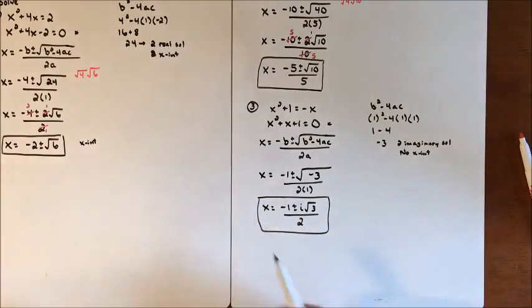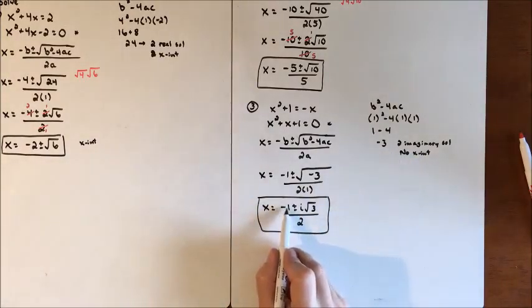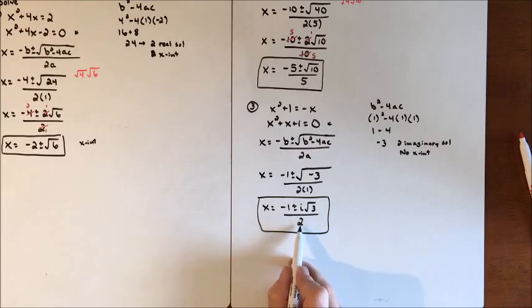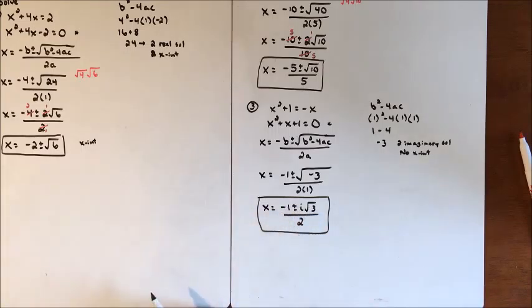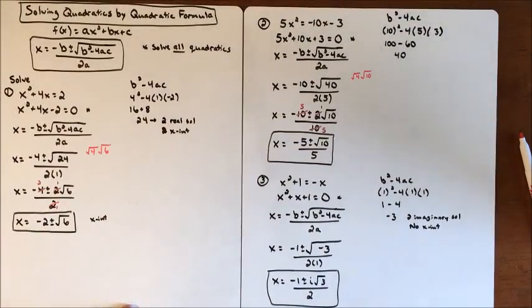And so that's our solution. And there's our 2 imaginaries. One is negative 1 plus i root 3 over 2, and the other one is negative 1 minus i root 3 over 2. All right, and that was solving quadratics by using the quadratic formula.